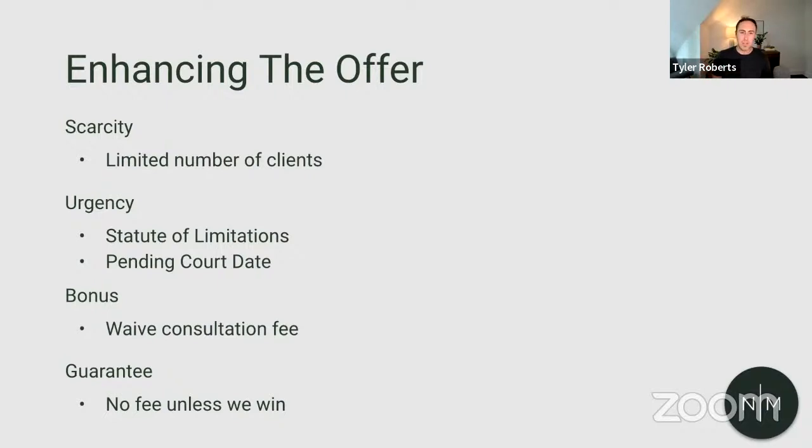You could also do a bonus, like waiving the consultation fee if they sign up for ongoing representation. And then with the guarantee, again, it's not a true guarantee, but no fee unless we win, something like that for contingency fee based law firms.